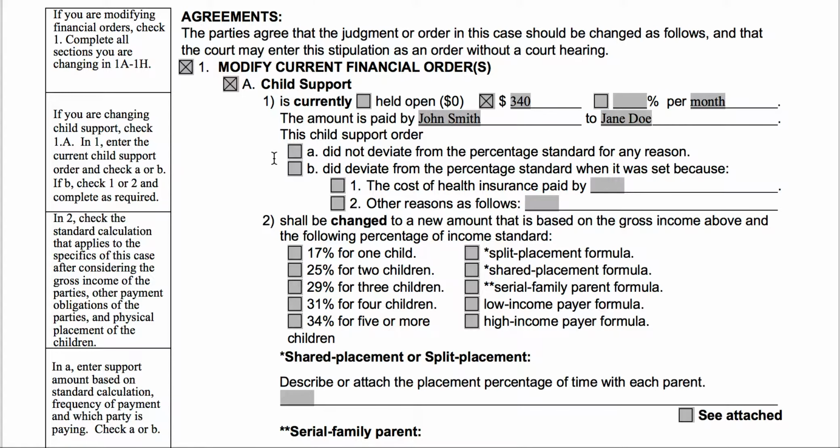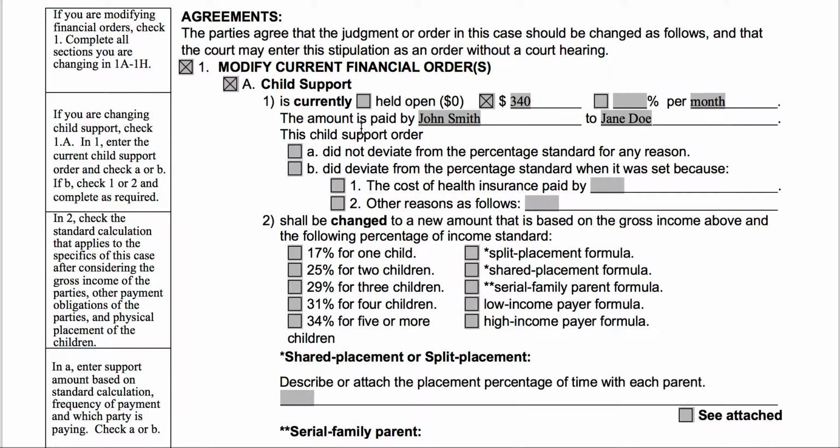And then the last bit here wants to know if your order deviated. Deviated is fancy lawyer language for did it do something different than the traditional standard. So if my child support is supposed to be 17% of my income, and let's say that's again $340, but the court says they're going to do something different because I pay for health insurance, so they're going to give me a discount of $50 and I only ended up paying $290. That would be a deviation.